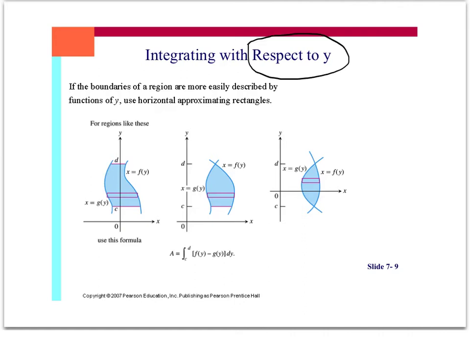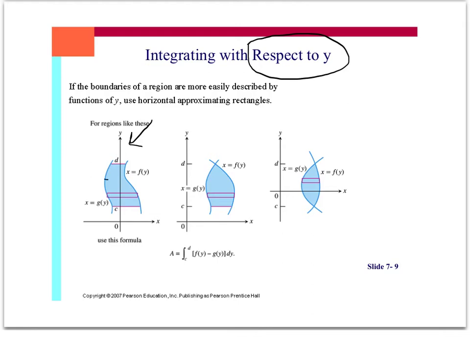That just means that instead of my rectangle having a vertical orientation, it has a horizontal orientation. For example, look at this sketch here where I have two functions, but if I were to draw vertical rectangles, it would be kind of awkward because look, it changes all the time, right?